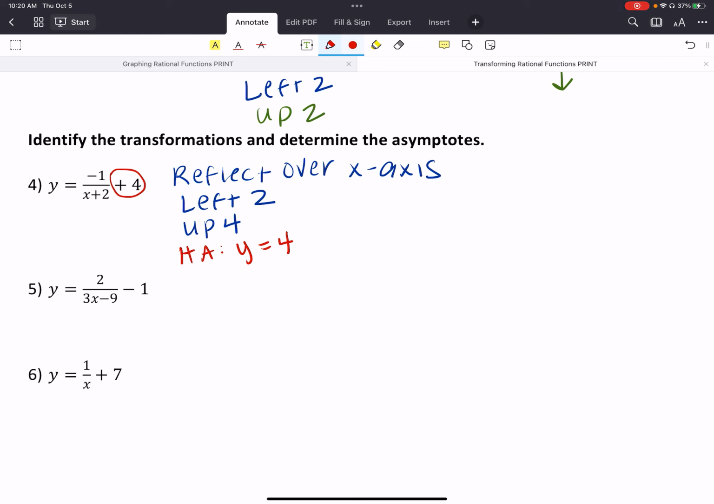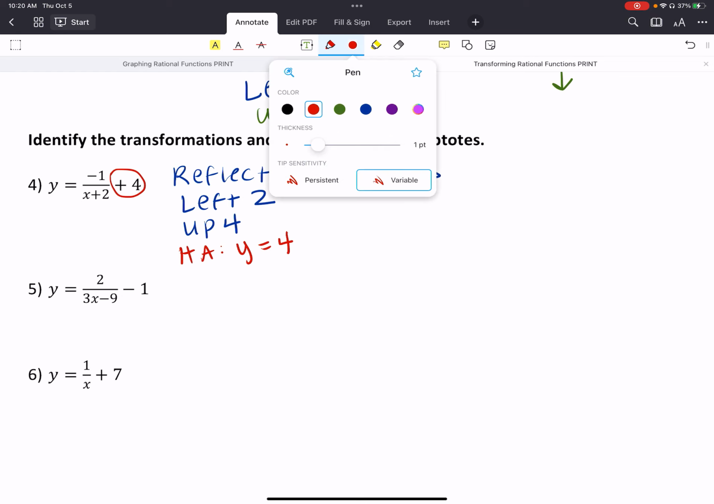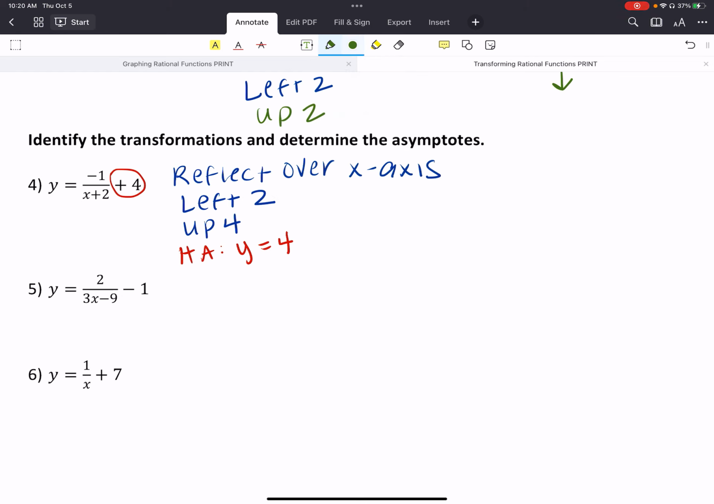And if we think about the graph, if we're going up 4 and our asymptote is y equals 4, these two should match, okay, because they come from the same place in the equation. Then let's talk about our vertical asymptote. So our vertical asymptote comes from our denominator. So we're going to say x plus 2 equals 0, x equals negative 2. So our vertical asymptote is x equals negative 2.